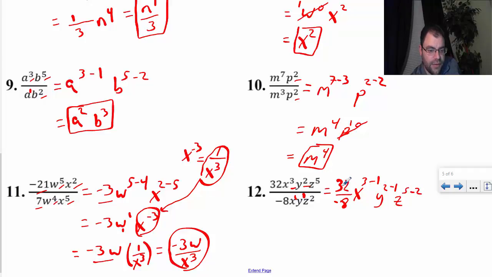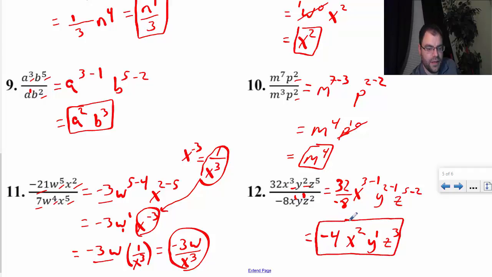So let's go ahead and work this out here. We got 32 divided by negative 8. That's actually going to be negative 4. That's what that ends up being. We got x to the power of 3 minus 1, so this will be x squared. That's 2. Y to the power of 2 minus 1, which is just y, or y to the power of 1 if you want. That's okay. And z to the power of 5 minus 2. That's going to be z to the power of 3. This is your final solution. You can't reduce it any further, so that's that.